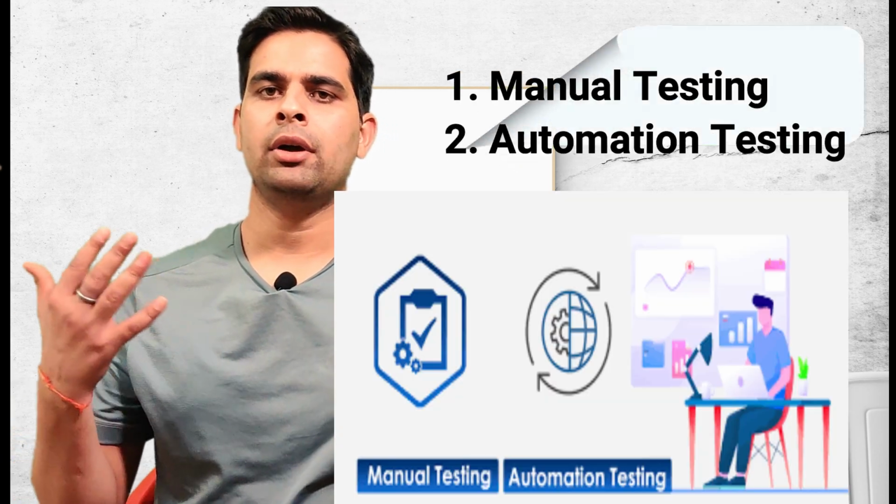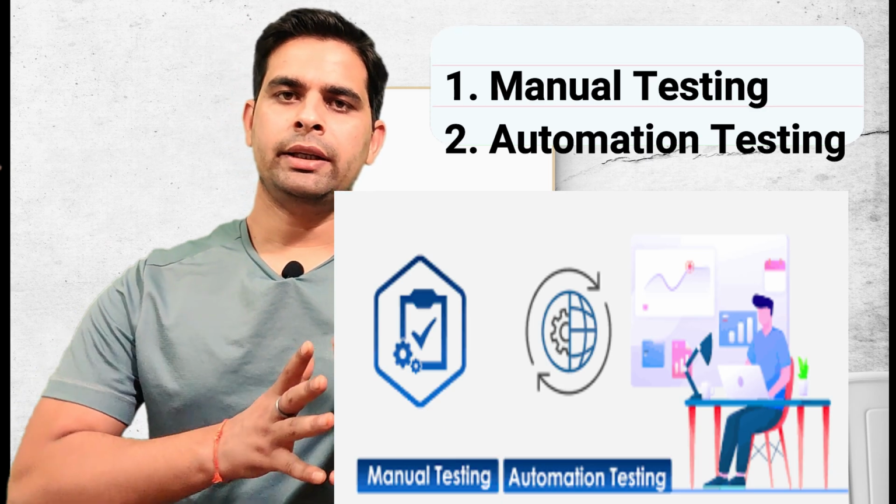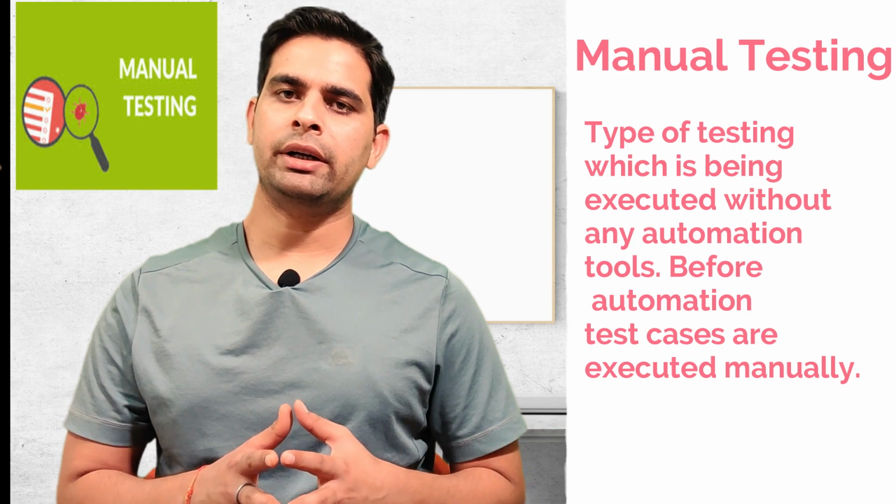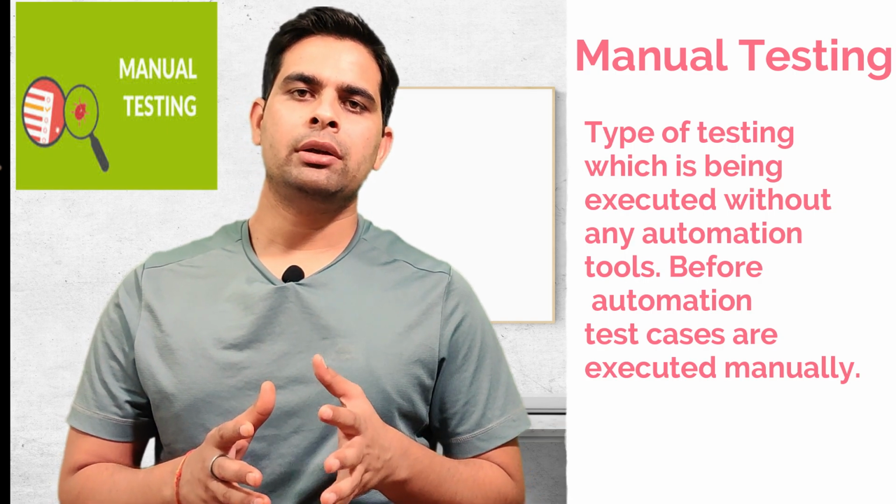So the first question, as you know, is software testing. There are two ways in which you can do software testing: manual testing and automation testing. In manual testing, we manually provide input to the software under test. We manually compare the expected output with the observed output, and we check whether there is an issue or not. So this is the basic definition of manual testing.